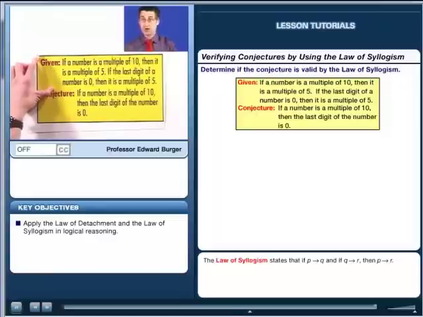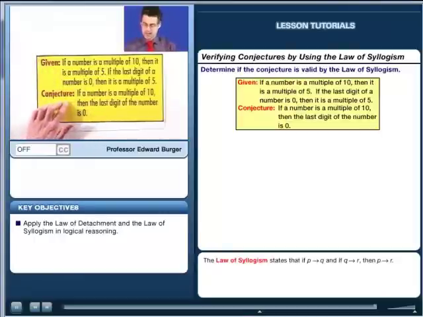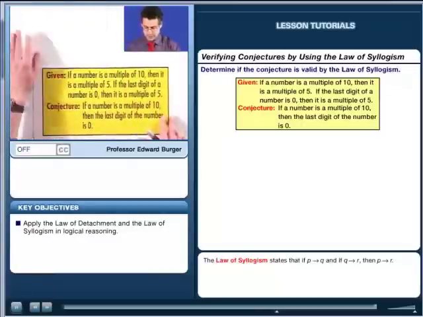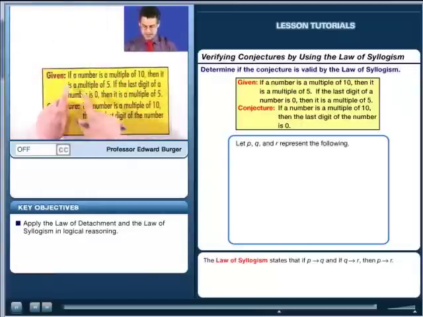Neat. Here, the given to be true is the following. If a number is a multiple of 10, then it is a multiple of 5. We also know the conditional statement that if the last digit of a number is 0, then it is a multiple of 5. The question is, can we use those two things and the law of the syllogism to prove the conjecture that if a number is a multiple of 10, then the last digit of the number is 0? Well, let's see if we can do this.